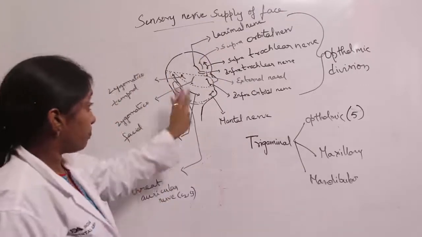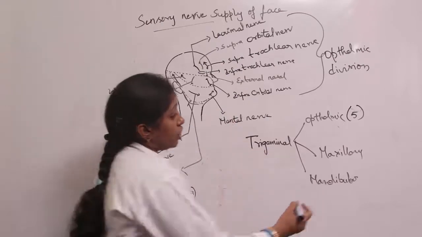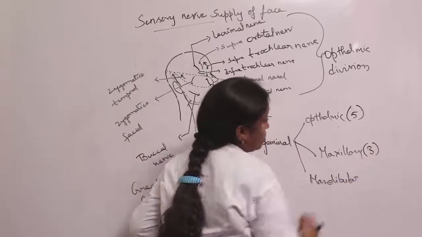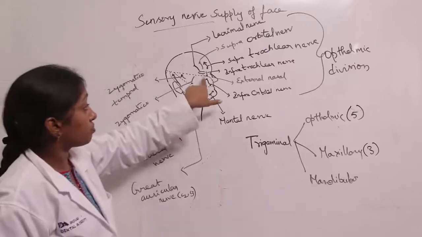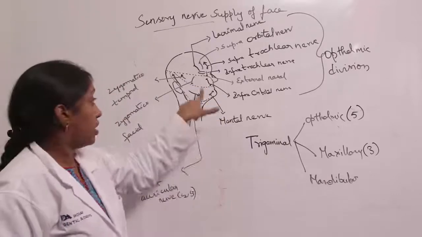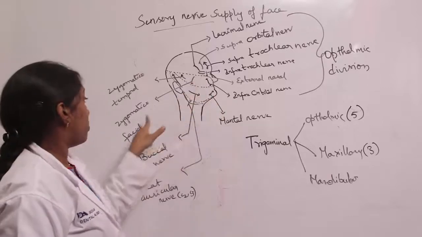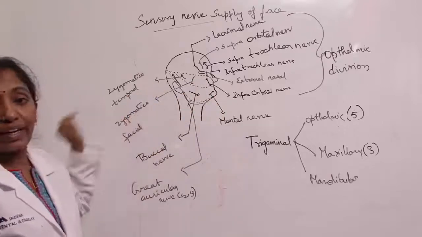And coming to the maxillary division of the trigeminal nerve, it gives 3 sensory branches on the face. The first one is the infraorbital nerve, then the zygomaticofacial nerve, and the zygomaticotemporal nerve.